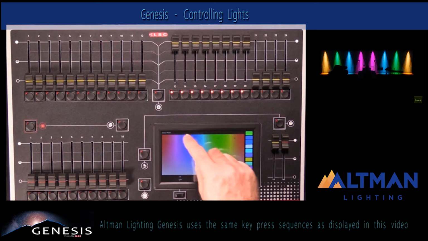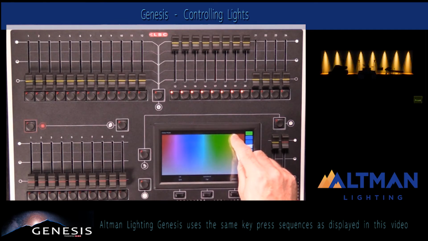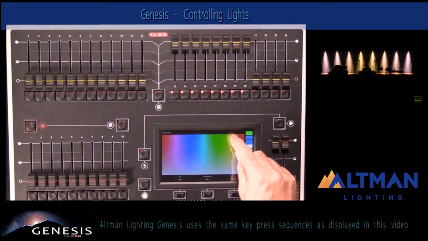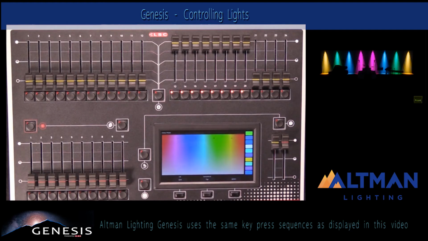If you move your finger across the top of the screen, you'll notice we're getting saturated colors. If I move my finger along the bottom of the screen, we get more pastel colors. So you have a choice of whichever way you want to work with your colors. And then a third press turns off my fans.